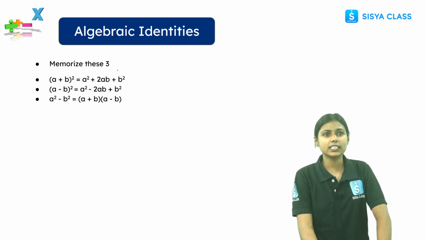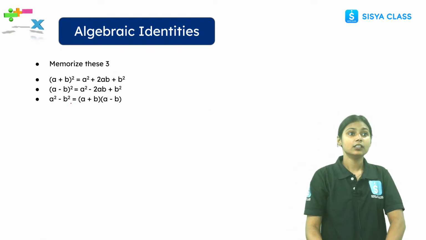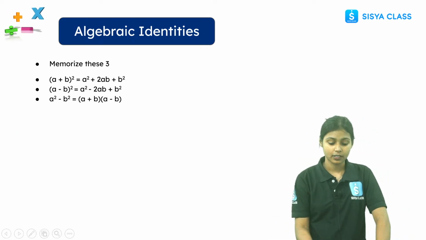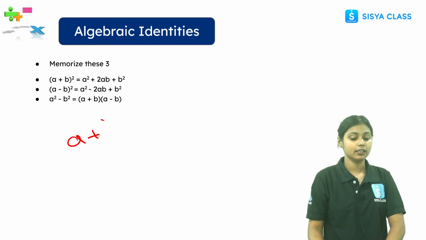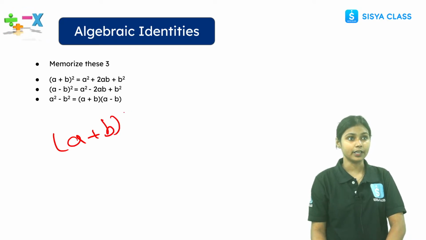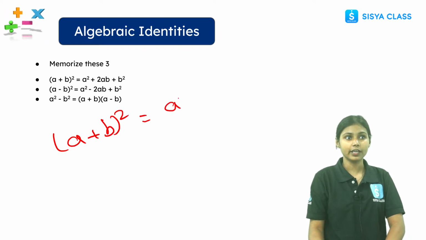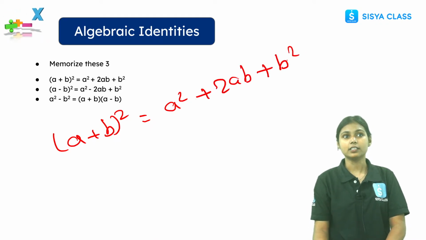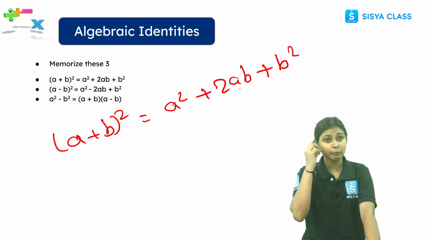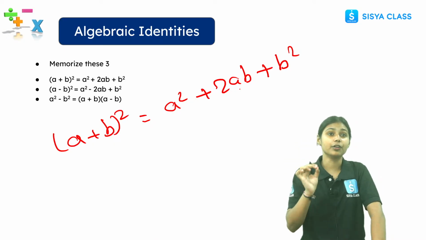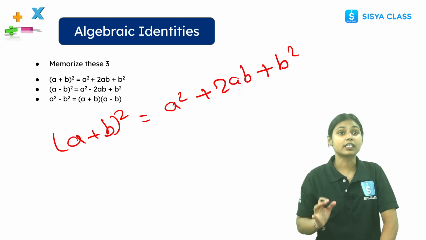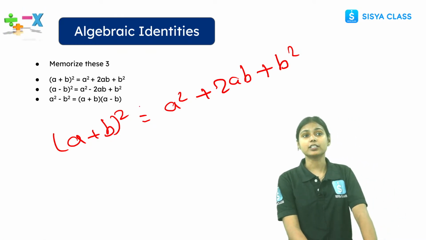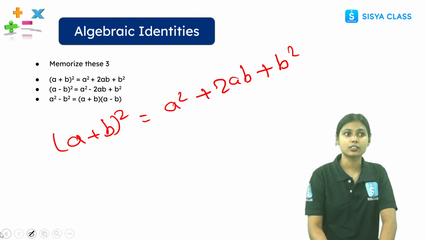So what are these 3 identities basically? These 3 identities are (a plus b) whole square. (a plus b) whole square is equal to a square plus 2ab plus b square. This is very important and going to be used very commonly. So always remember this: (a plus b) whole square is equal to a square plus 2ab plus b square.